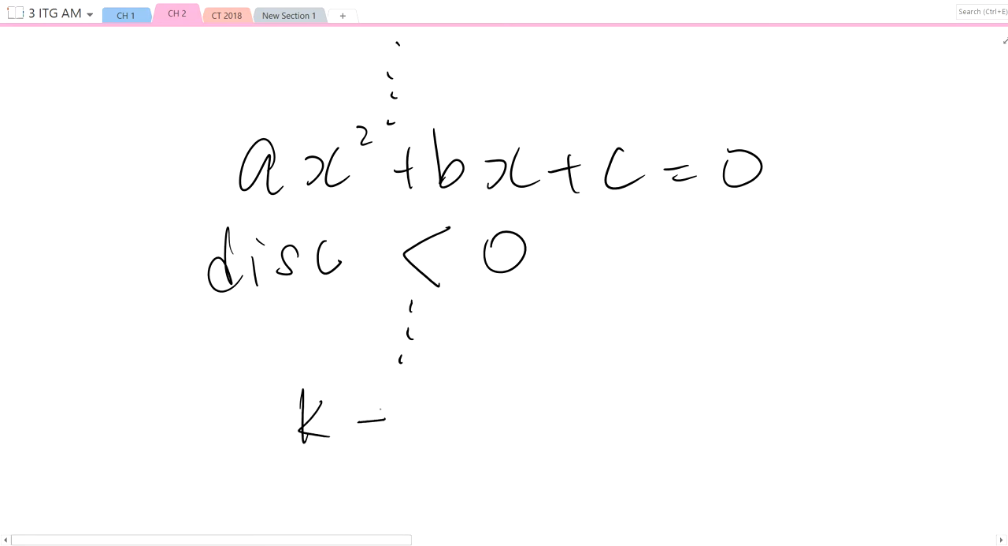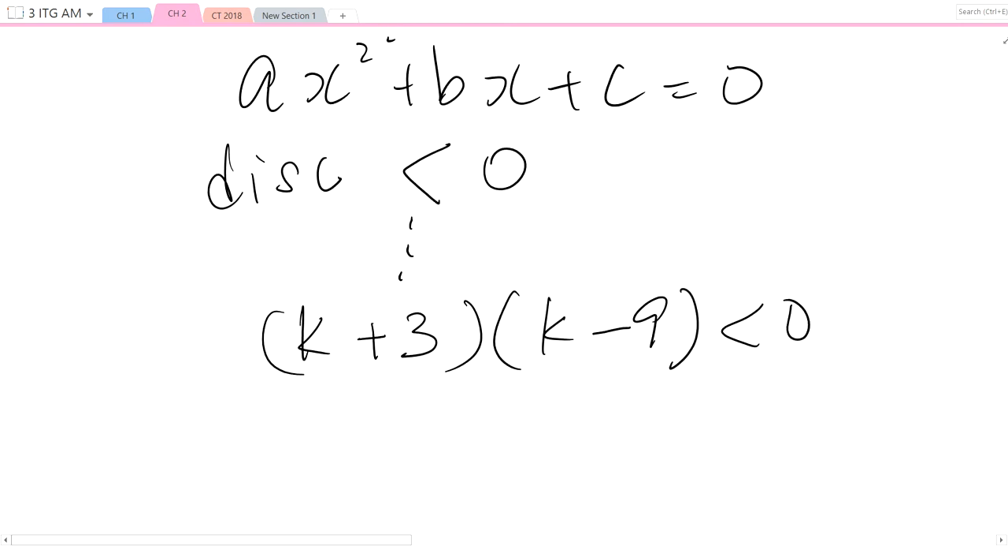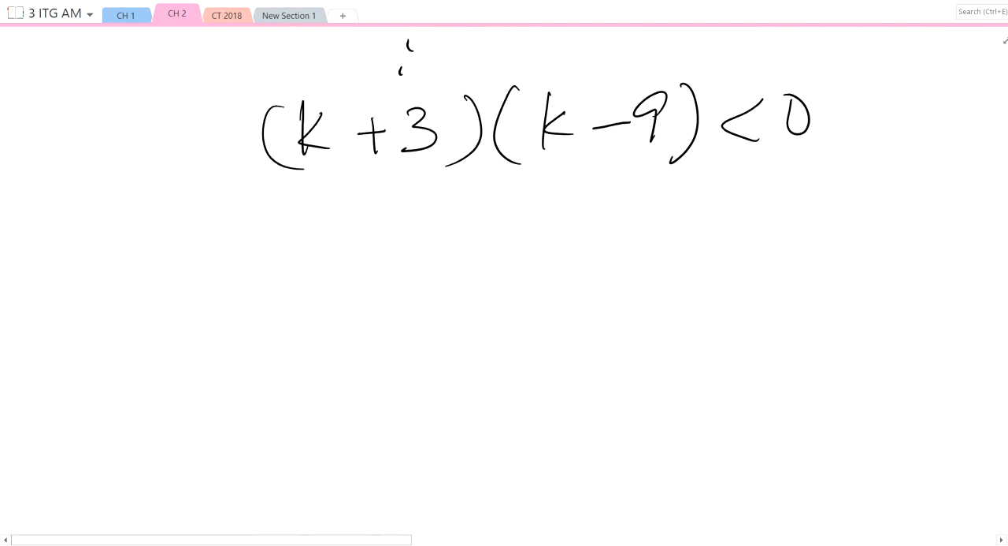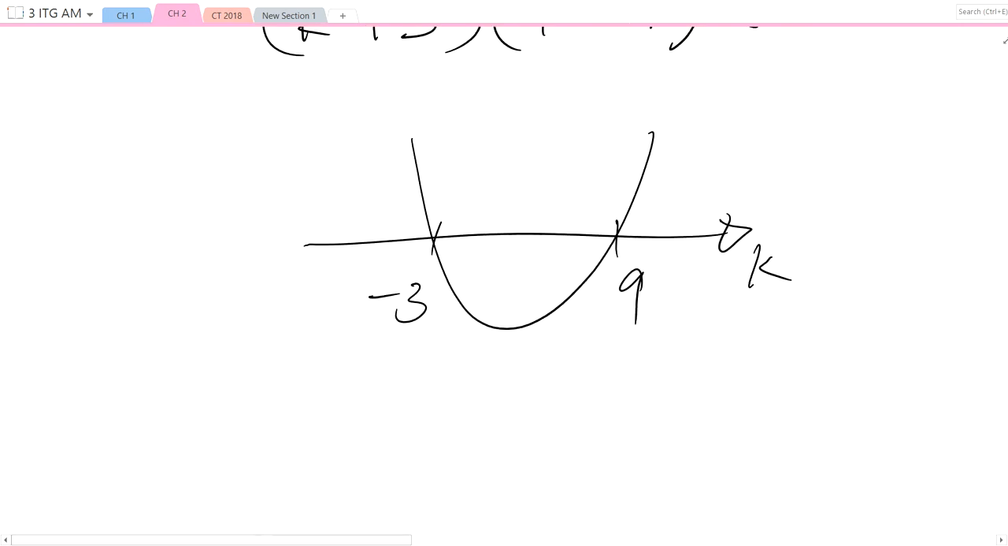k plus 3 and k minus 9, less than 0. Do all of you have this? If you do, then we should have negative 3 and 9 over here. Therefore, k is between negative 3 and 9. That's the first part.